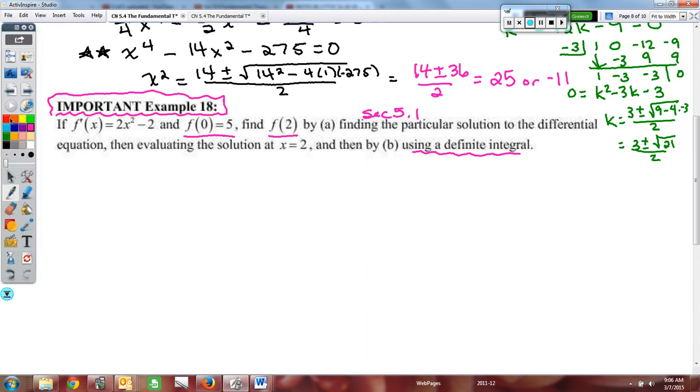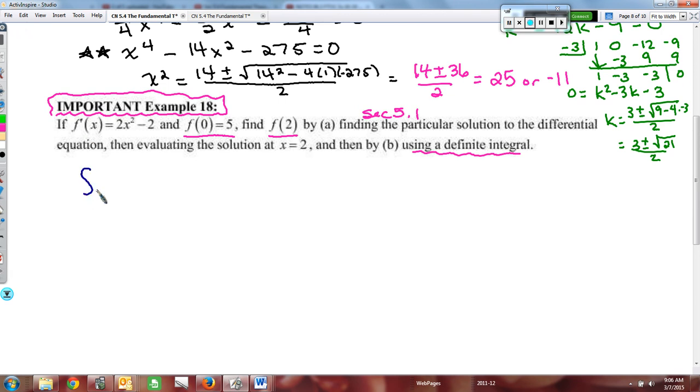Alright, so going back to section 5.1, we know that we can find a general antiderivative by taking the antiderivative of 2x squared minus 2 dx. I know it's not a definite integral because there are no bounds, so I add 1 to my power and divide, which gives 2/3 x cubed minus 2x plus c. Okay, so that would give me my general antiderivative.